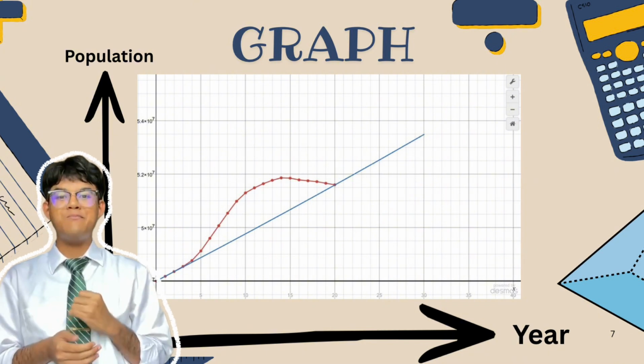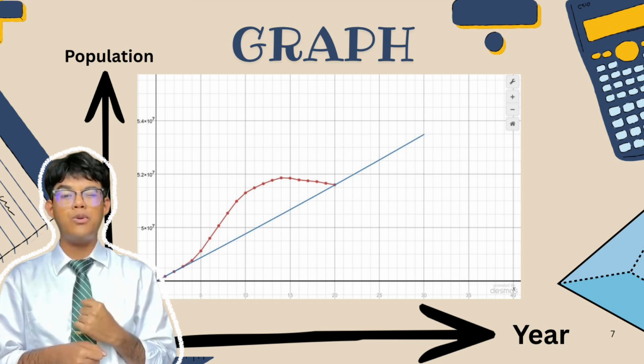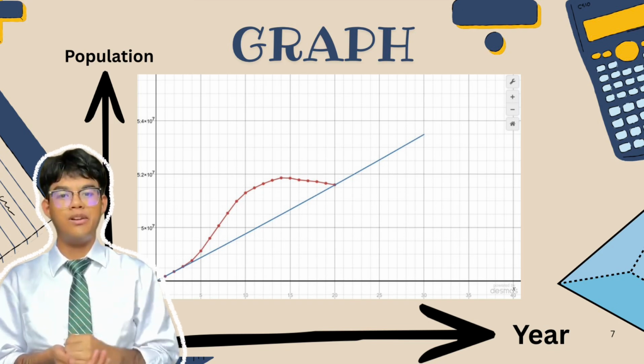In conclusion, the population is increasing over time, but the real data shows slower growth compared to the predicted model.